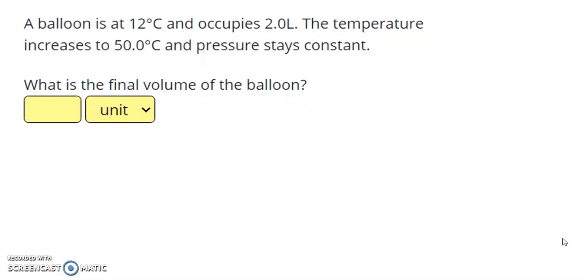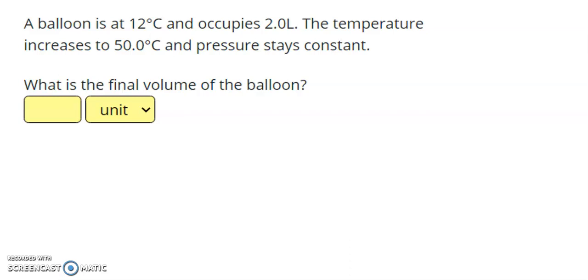These are problems for the Charles' Law section in the gas laws unit. The first question says, a balloon is at 12 degrees Celsius and occupies 2 liters. The temperature increases to 50 degrees Celsius and the pressure stays constant. What is the final volume of the balloon?